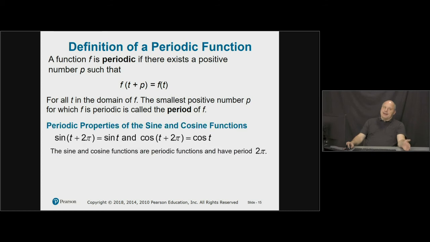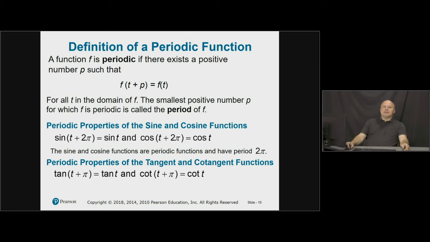So if you look at the periodic properties of the sine and cosine functions, the sine of t plus 2 pi is equal to sine of t, and the cosine of t plus 2 pi is the cosine of t. Now if you remember, the sine of t is the y-coordinate. So it's going to have that same y-coordinate again when it goes back to 2 pi. And the same thing with the cosine, which is the x-coordinate. It's going to go back to that same x-coordinate when you get to 2 pi.